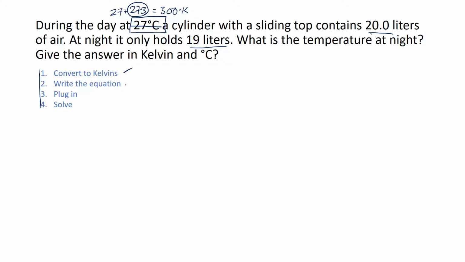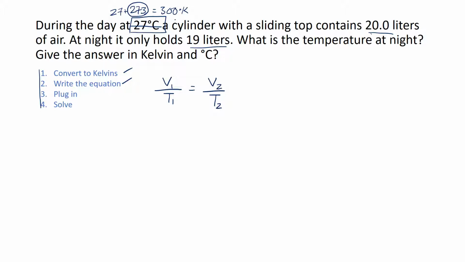Done. Let's write the equation. V1 over T1 is equal to V2 over T2, right? This is the equation that we've been going over the last few days. So now we just have to figure out who's V1, who's T1, and so on and so forth.